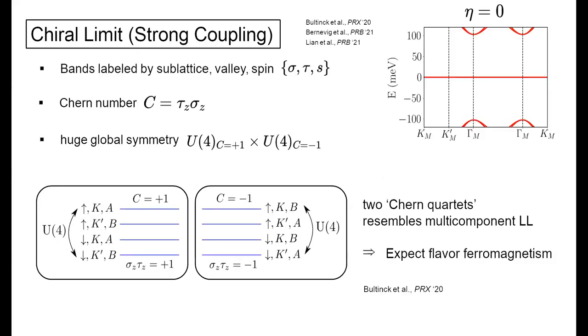Okay, so this limit where you start with a completely flat band is sometimes known as the chiral limit, or the strong coupling limit. And it's called strong coupling because you've completely killed the kinetic energy, and then everything is just interaction after that. Okay.